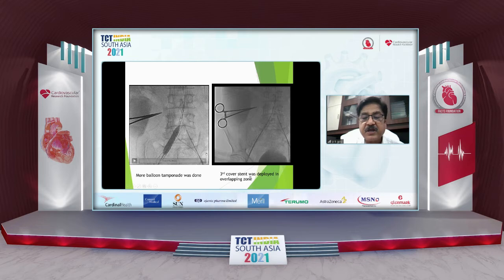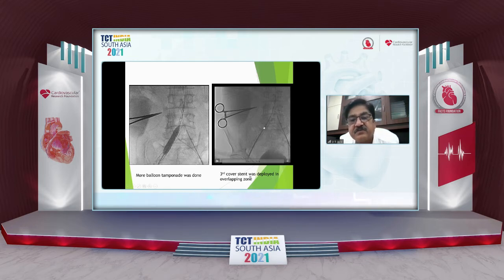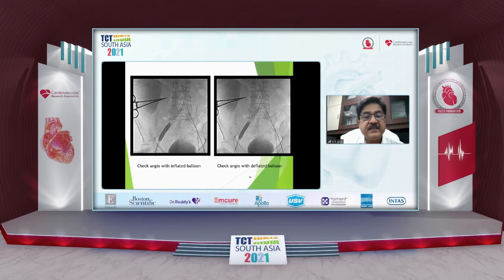So more balloon tamponade was done, and then a third covered stent in the in-between segment between the distal and the proximal. This is the uncovered part. If you see, the first stent is ending here, and the second is starting here. So we had a third stent placed there. It was good that we had the covered stents, multiple of them, and then the check angio with the inflated balloon and then with the deflated balloon.